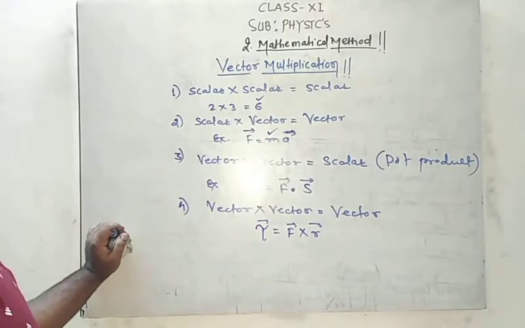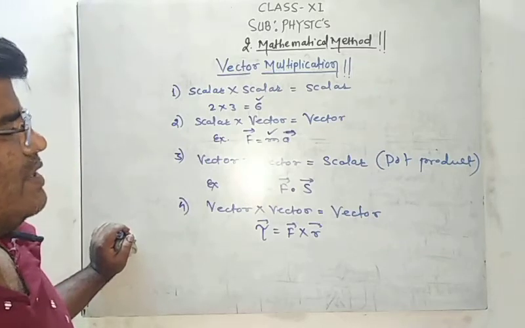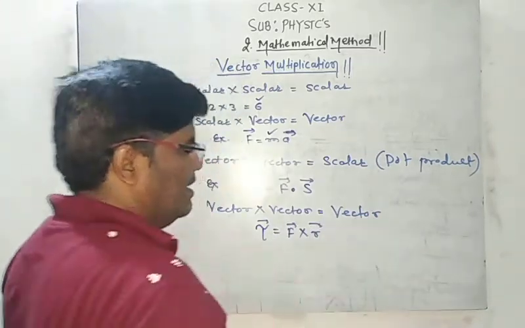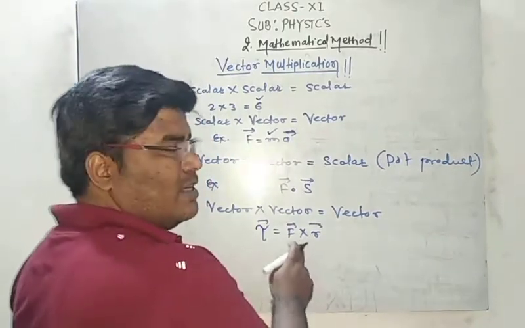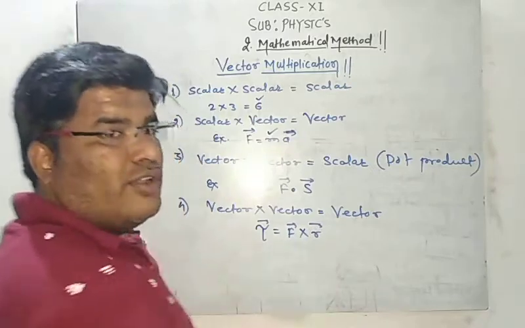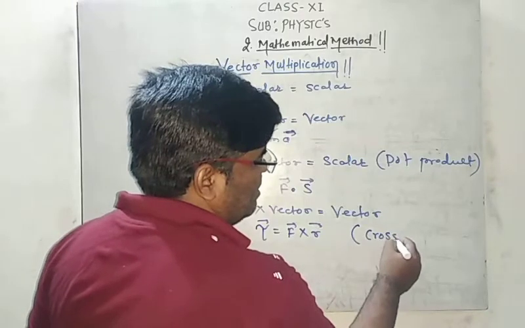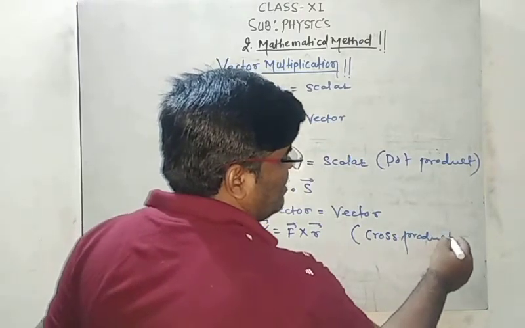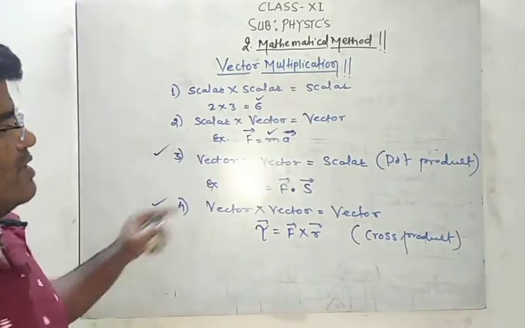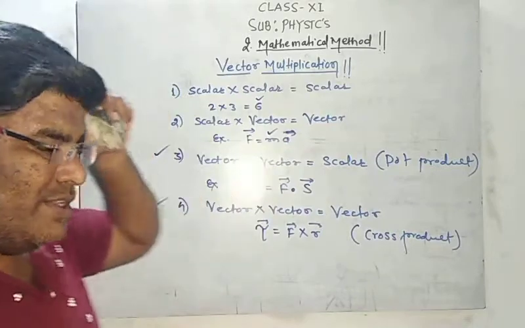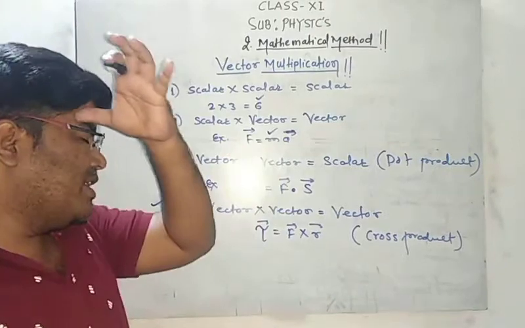If two vectors are multiplied and the result is a vector quantity, this product is called a vector product, and it is expressed by putting a cross between two vector quantities, and therefore it is called a cross product. So there are two types of vector multiplication: the first is scalar product, and the second is vector product.